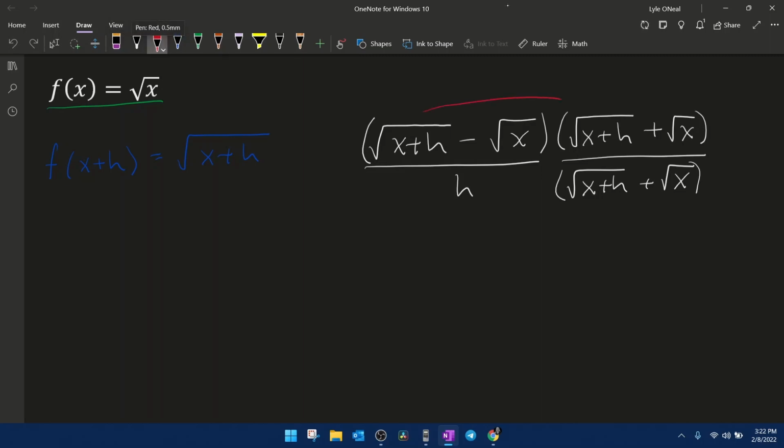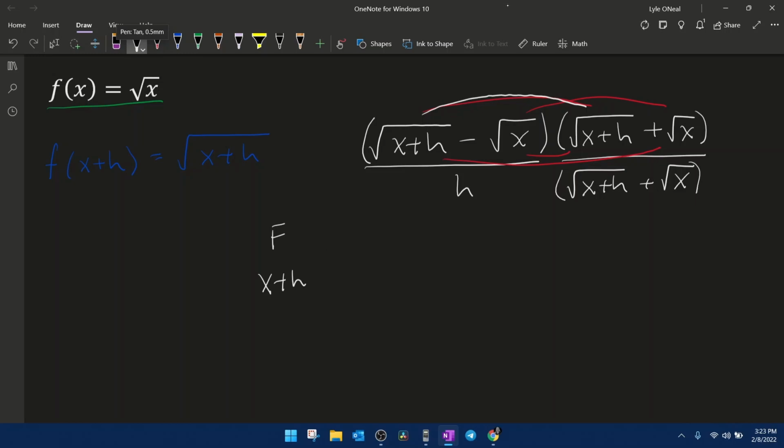So we're going to go first, outside, inside, last, and we're going to execute the FOIL method with the radical expressions. This should be fun. Square root of x plus h times itself would be the square root of x plus h squared, but we know a square and a square root cancel, so that's just going to leave me x plus h from the FOIL method.